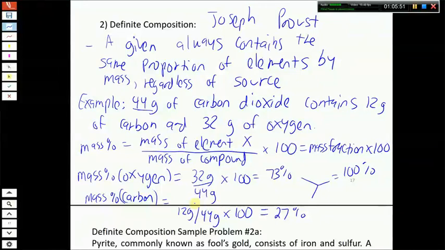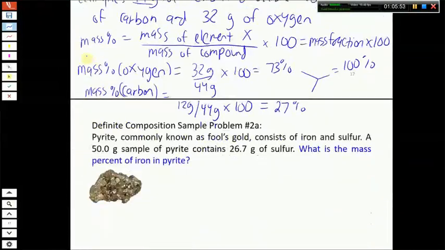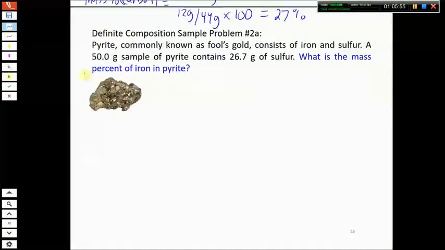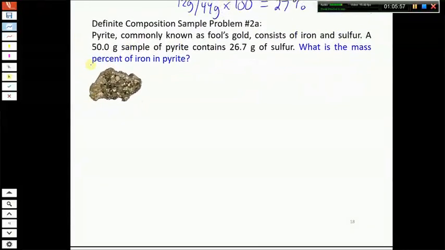Okay, so let's do a quick sample problem then that's related to the law of definite composition. So you may have seen this before. Pyrite, which is also known as fool's gold, is a compound that just consists of iron and sulfur, which are two things that are actually dirt cheap, so it's not anywhere close to as valuable as gold. If we have a 50-gram sample of pyrite, it contains 26.7 grams of sulfur. Now the question is asking, what is the mass percent of iron in pyrite?